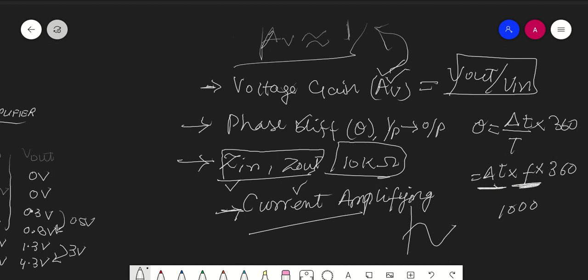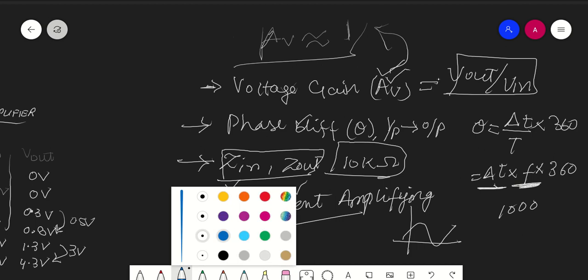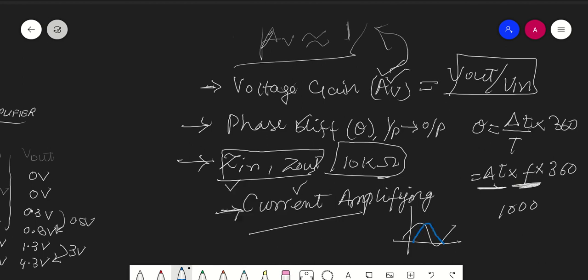You have an oscilloscope, and you will have two different outputs here. You just have to see where the two peaks occur, and the difference between the two peaks will be delta T, which you can easily find through Multisim's oscilloscope feature. So this is the basic configuration, the common collector.